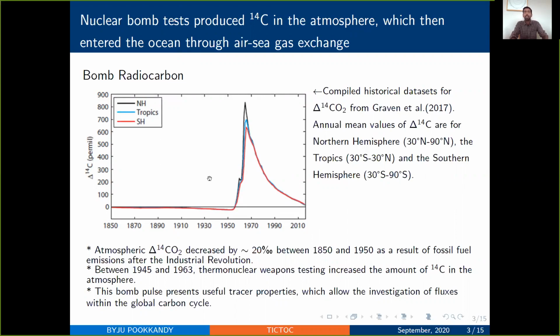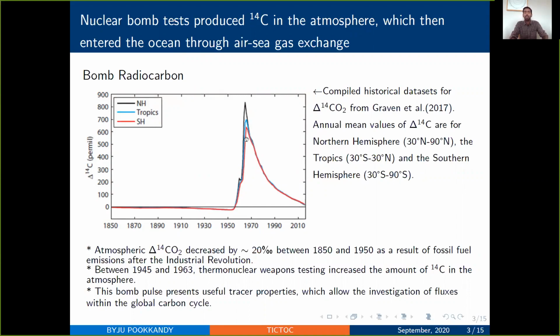Then it increased rapidly from the mid-1950s until the mid-1960s during the period of intense nuclear weapon testing, reaching more than 600 per mil in 1964 and 1965. In 1963, nuclear tests were prohibited by the Test Ban Treaty, but however, there are still some tests.